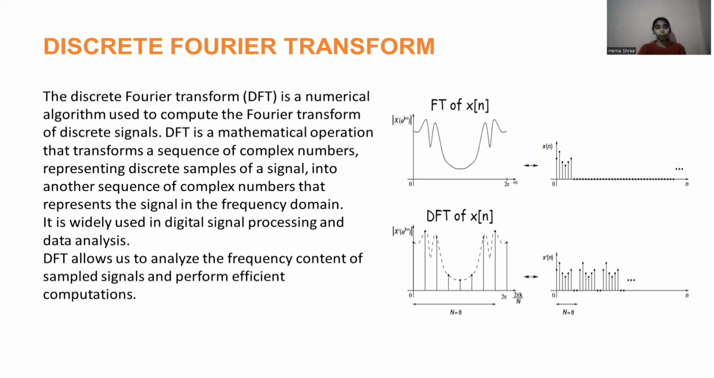Discrete Fourier transform. The DFT is a numerical algorithm used to compute the Fourier transform of discrete signals. DFT is a mathematical operation that transforms a sequence of complex numbers representing discrete samples of a signal into another sequence of complex numbers that represents the signal in the frequency domain. It is widely used in digital signal processing and data analysis. DFT allows us to analyze the frequency content of sampled signals and perform computations efficiently.